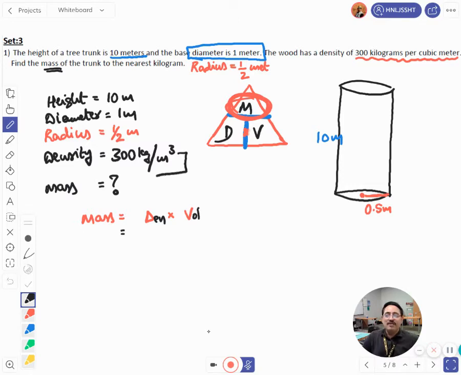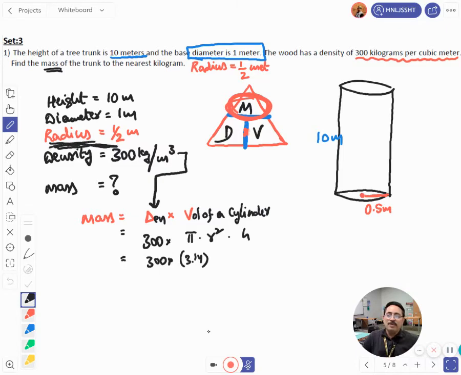What is density? This is already given, so let me take that it is 300. And what is volume? Here it is the volume of a cylinder. Please look at the diagram. We have to find the volume of a cylinder. You know that the volume of a cylinder is pi times r square times h. So 300 times pi value 3.14. Radius. Please take the radius value.